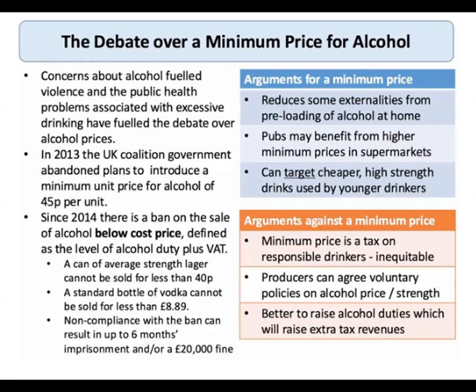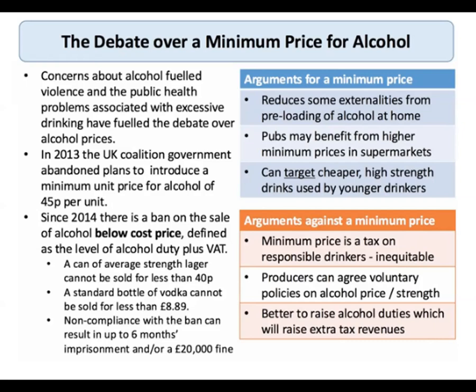Again, think about the cost of policing at nighttime, during the nighttime economy, when the pubs, bars, and clubs, etc., are all open. That creates a greater strain on policing, and a greater strain on the NHS to try and cure any of those issues that do arise from that. In 2013, the UK coalition government abandoned plans to introduce a minimum unit price for alcohol of 45 pence per unit. So there was talk in 2013 of introducing that absolute minimum price of 45 pence per unit, and that was designed to try and reduce the sale of cheap alcohol.